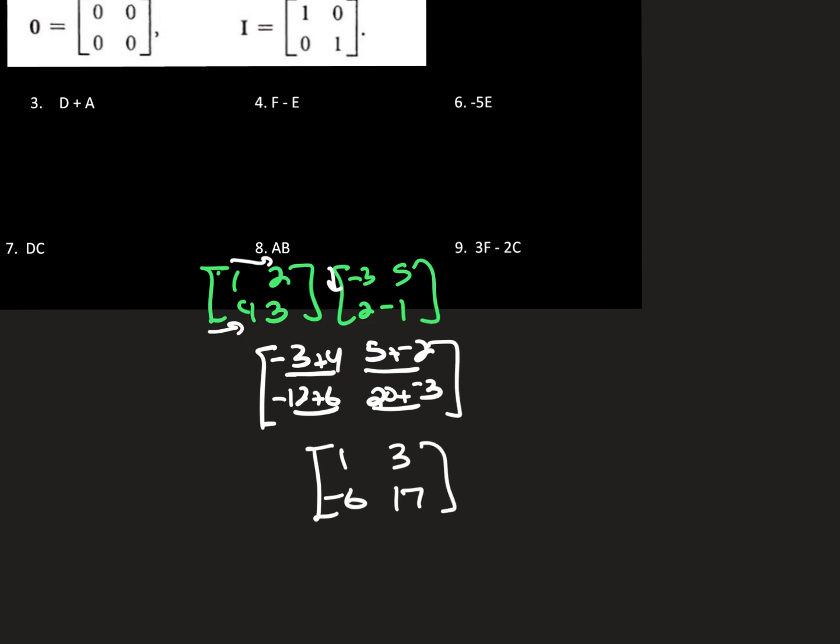If you're wondering, here's what I did. First thing I did the first row times the first column. Then I did the first row times the second column. Then I did the second row times the first column, and the second row times the second column. That's where those numbers come from right there.